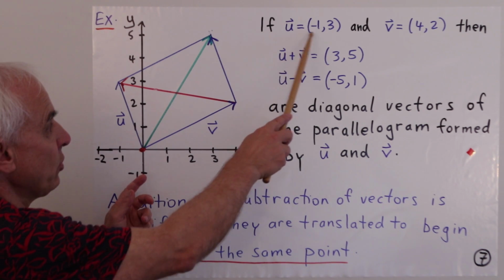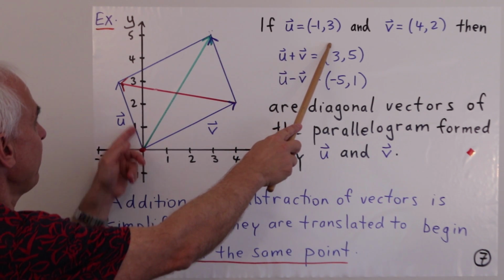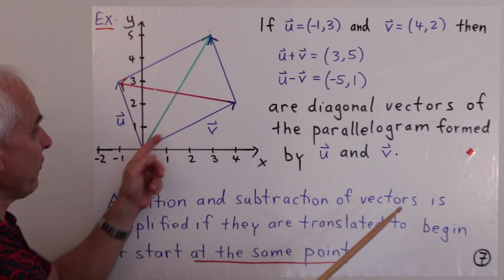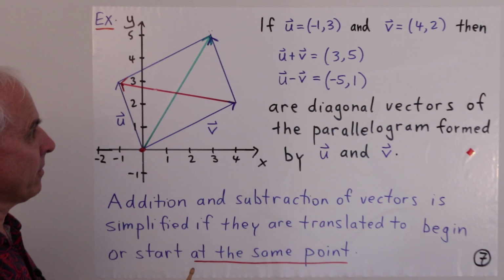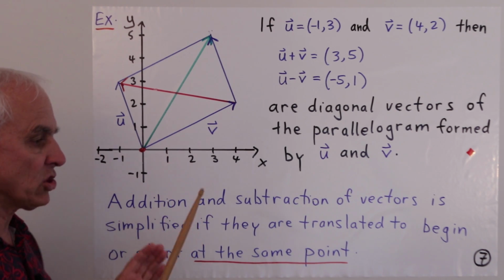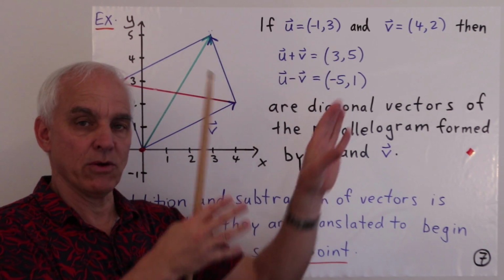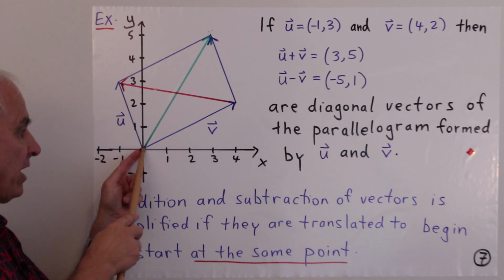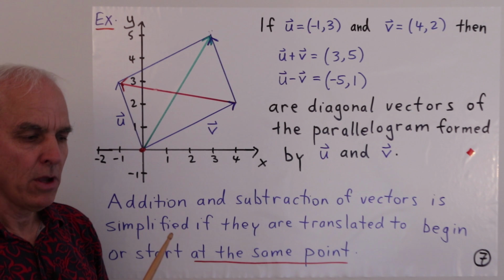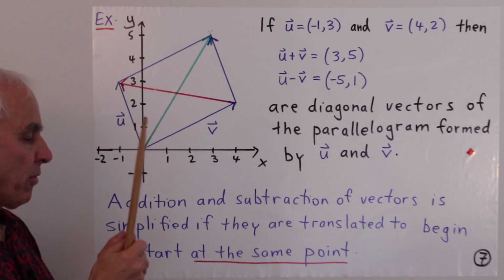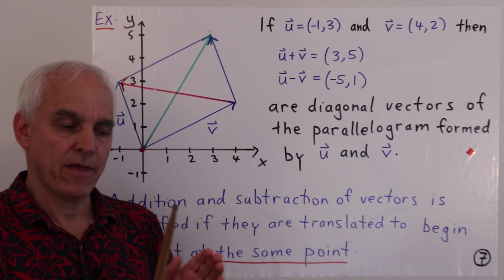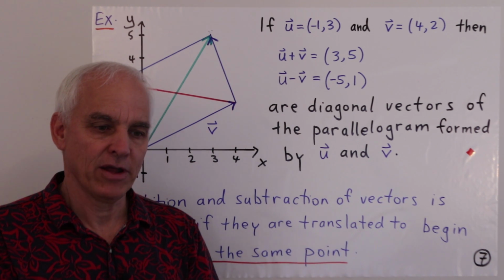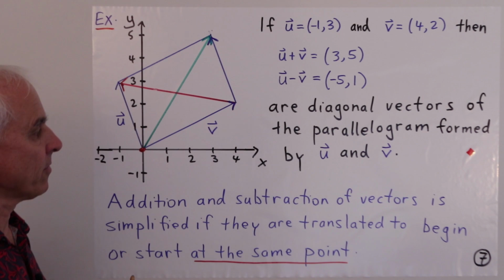Here we have the vector u equals -1, 3, going from there to there, and the vector v equals 4, 2, going from here to here. Notice that we've arranged that these two vectors are not just anywhere, but that they both emanate from the origin. What's really important is that they're both emanating from the same place. That makes describing their sum and their difference much simpler.